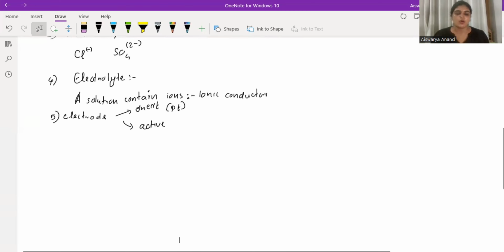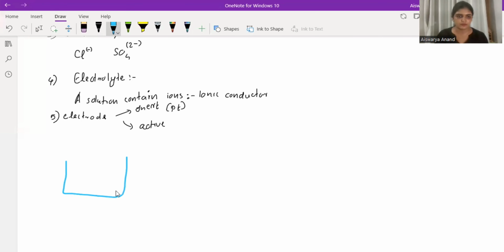So what is an electrode? It is something which we dip in the solution. It's a rod made of an inert metal or an active metal, dipping in solution. Let me take a very simple example. Let me take a container which has water in it. Now I am dipping an electrode over here. Imagine this is zinc.